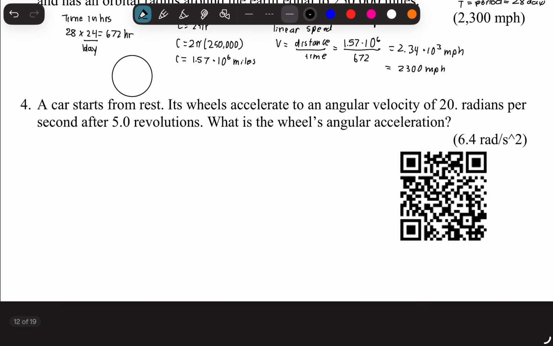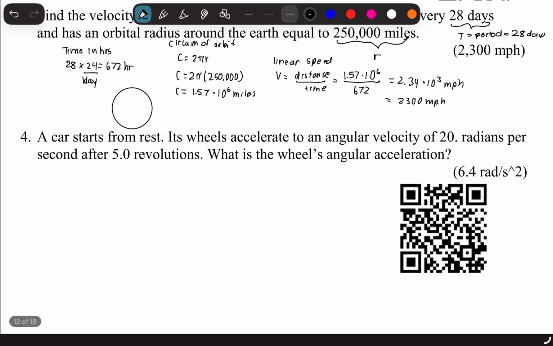Now, let's move on to our next question. A car starts from rest. Its wheels accelerate to an angular velocity of 20 radians per second after 5 revolutions. What is the wheel's angular acceleration? So we're given the initial angular velocity because it starts from rest, right? That means angular velocity initial is equal to 0. And we also know it accelerates to an angular velocity of 20, so the final is going to be equal to 20 radians per second.